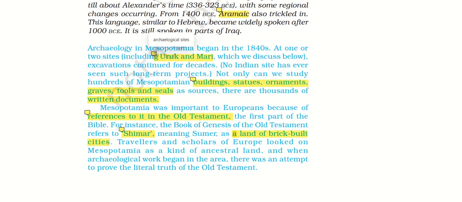Which were the archaeological sites? Uruk and Mari. What were the sources? Buildings, statues, ornaments, graves, tools, seals, and written documents.